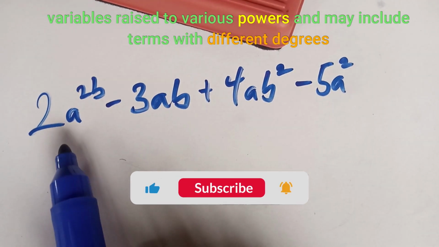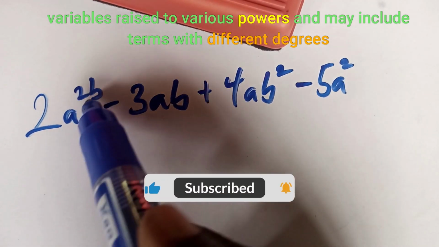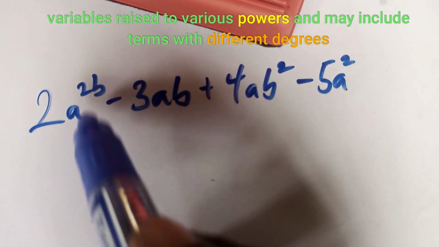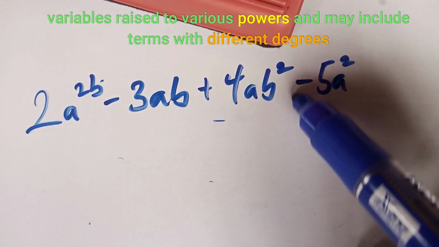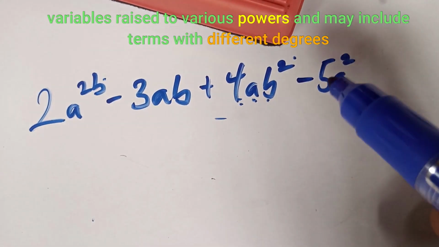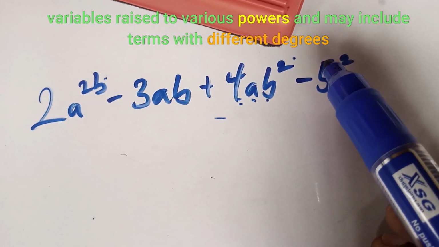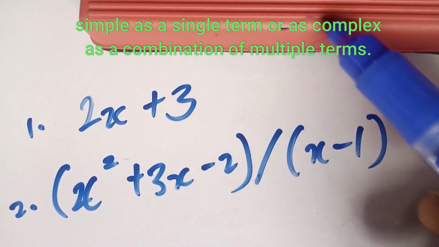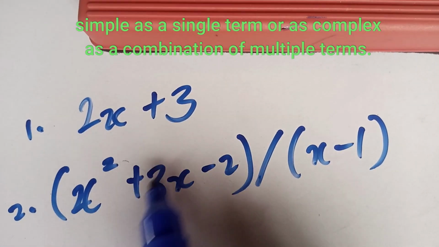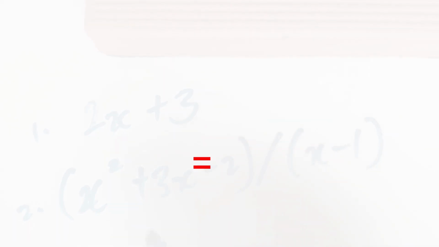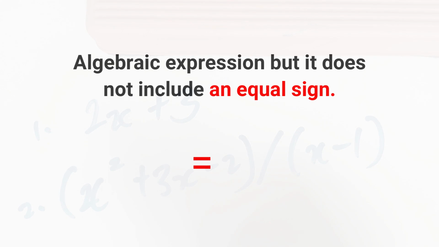And sometimes an algebraic expression can be raised to a power, like we have 2a raised to power 2b here, and we have 4ab raised to power 2. And sometimes it might be as simple as 2x plus 3, or as complex as x power 2 plus 3x minus 2 in brackets divided by x minus 1. And keep in mind that an algebraic expression does not include an equal sign.